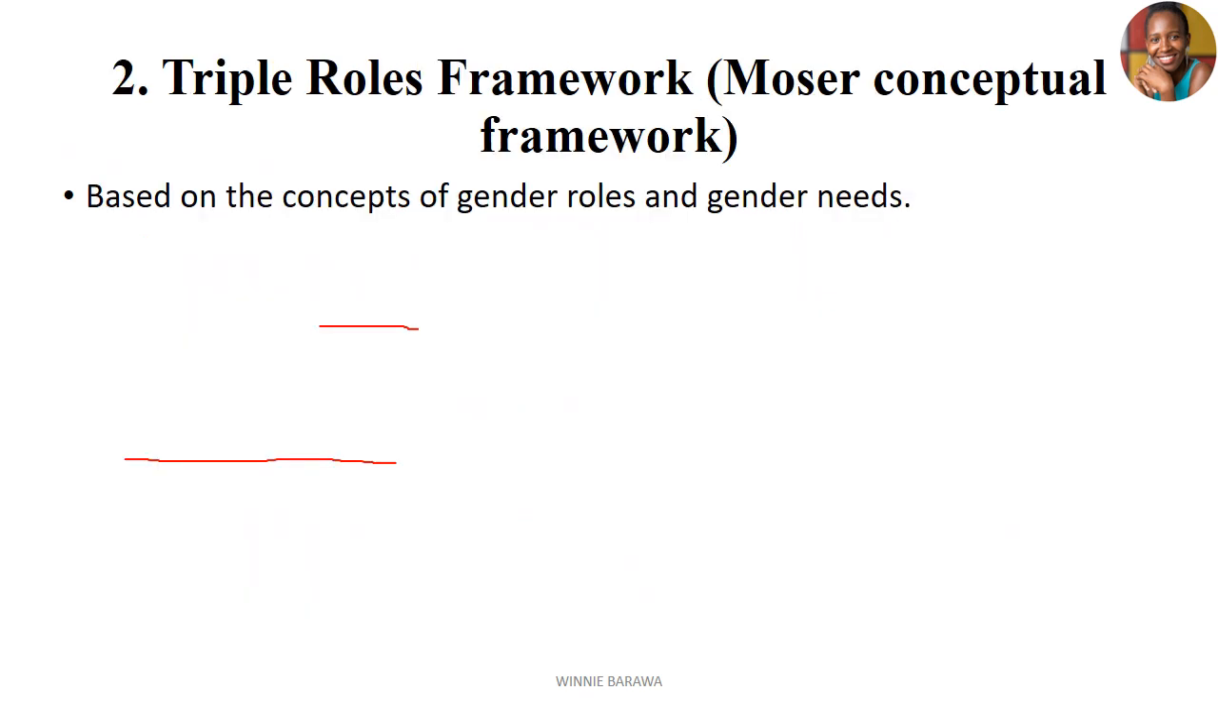Then the second framework that we're going to look at is the triple role framework, commonly known as the Moser conceptual framework. What the Moser framework does, its main focus, unlike the Harvard framework, which looks at the economy, is that Moser looks at gender roles and their needs. So appreciating our culture and norms, it's known that men and women don't do the same work according to culture. Each gender was allocated specific roles.